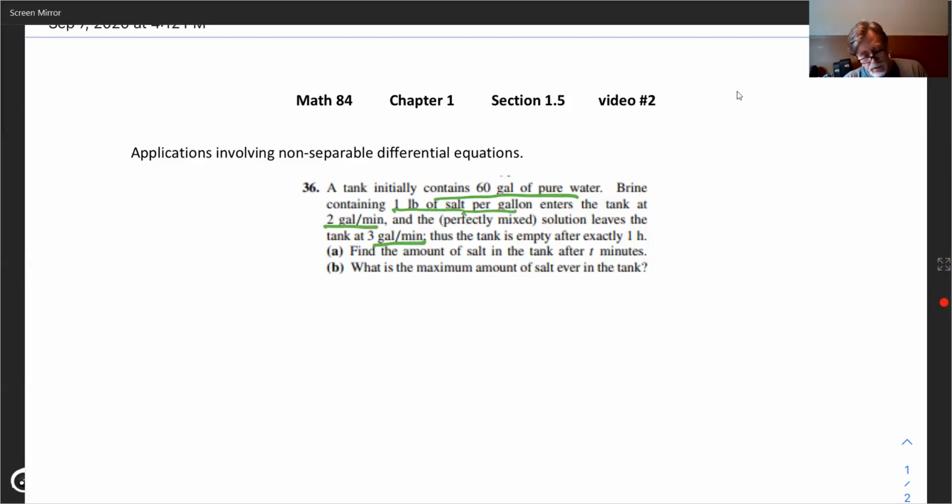So it has 2 questions. Find the amount of salt in the tank after t minutes. And the second question, what's the maximum amount of salt ever in the tank? I'm going to stick to part A, and I can point you in the direction of part B if you're curious about it. This is straight out of the book. So let's take a look at this thing.